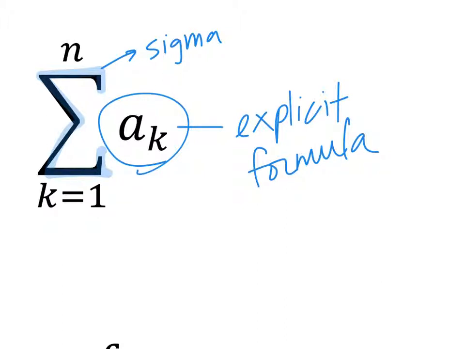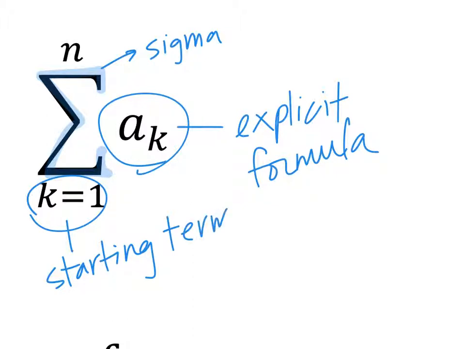Okay, now what term numbers are we looking at? It's this one. K equals 1 means start from term 1. So this is the starting term number. So k equals 1, we're going to start at A1. It doesn't have to start at 1. It can start at 5. It can start at 0, anything you want. But that's going to tell you where you start.